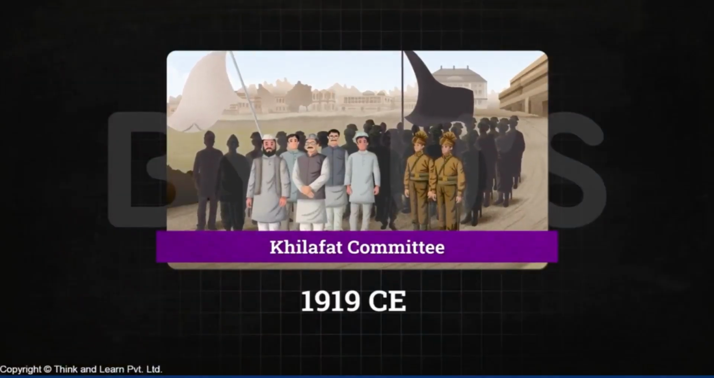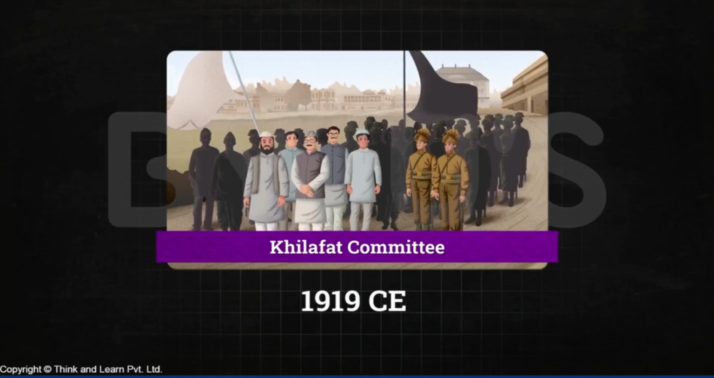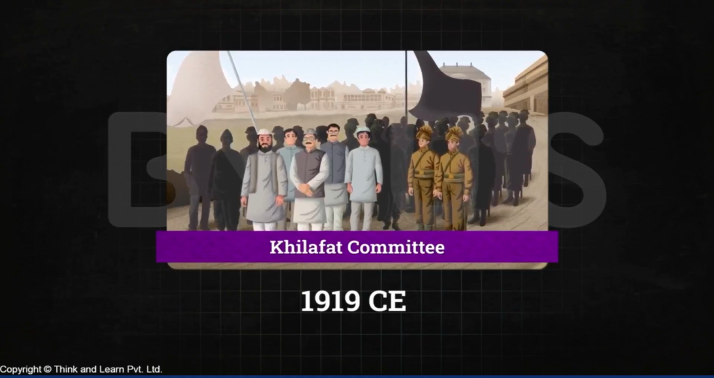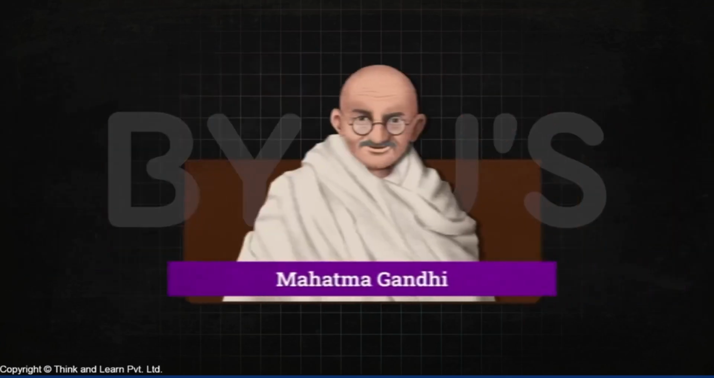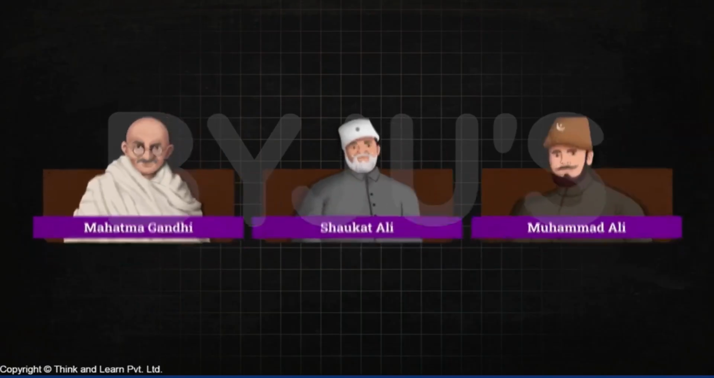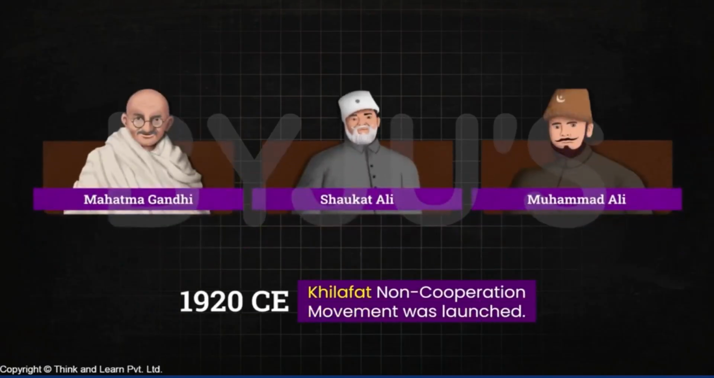In 1919, a Khilafat committee was formed to force the British government to change its attitude towards Turkey. Mahatma Gandhi joined hands with the leaders of the Khilafat committee, Shaukat Ali and Muhammad Ali, to launch the Khilafat non-cooperation movement in 1920. The INC also endorsed the movement at its Nagpur session. The movement unraveled in different stages.